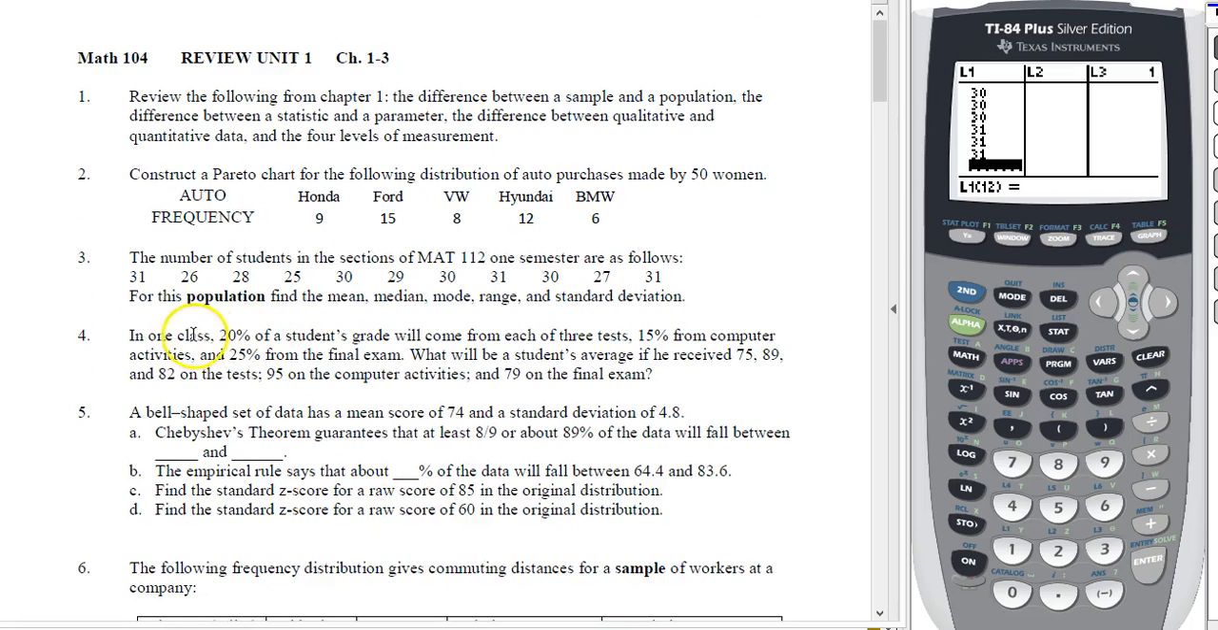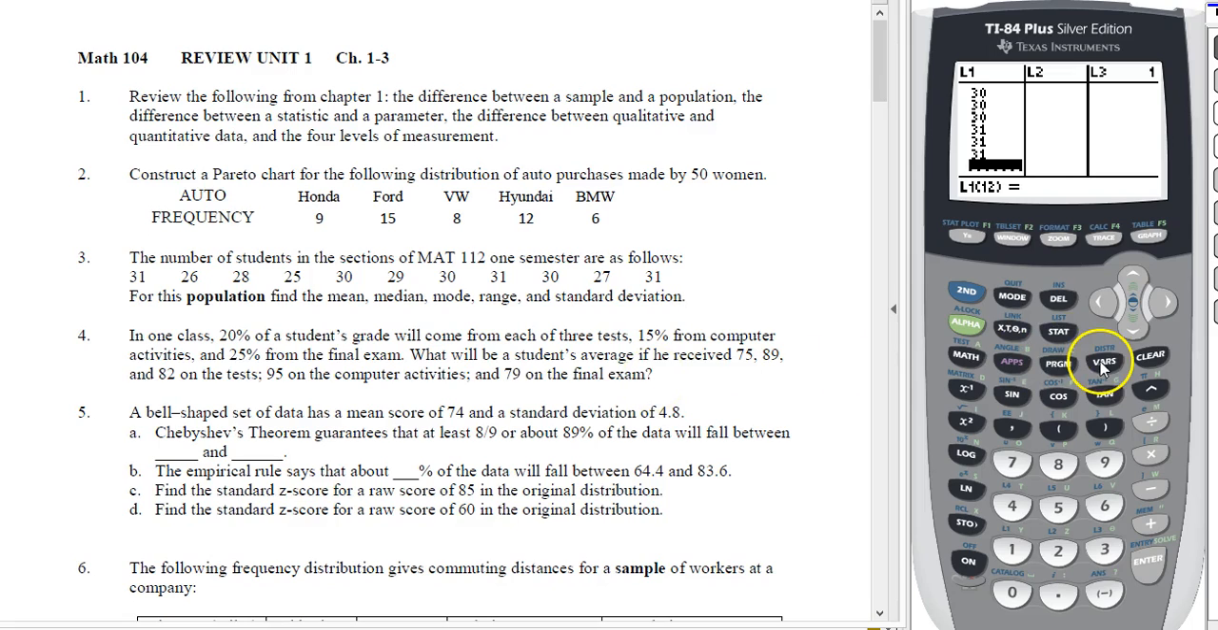Number 4 is a weighted mean. It says in one class, 20% of a student's grade will come from each of 3 tests, 15% from computer activities, and 25% final exam. What will be the student's average or mean if he receives 75, 89, and 82 on the tests, 95 on the computer activities, and 79 on the final exam?